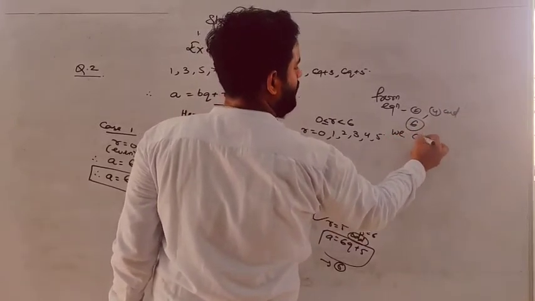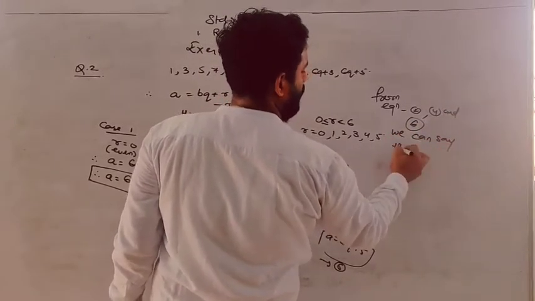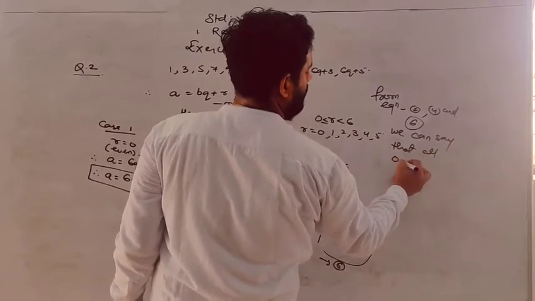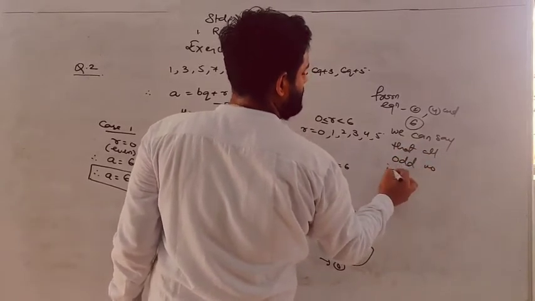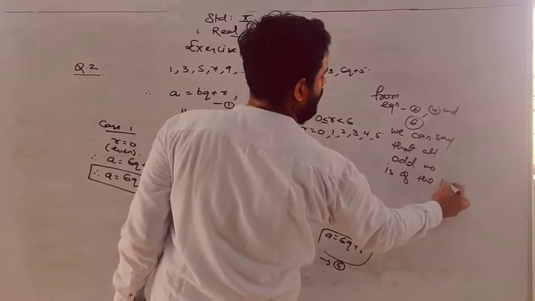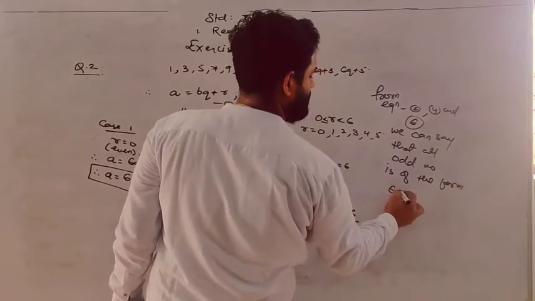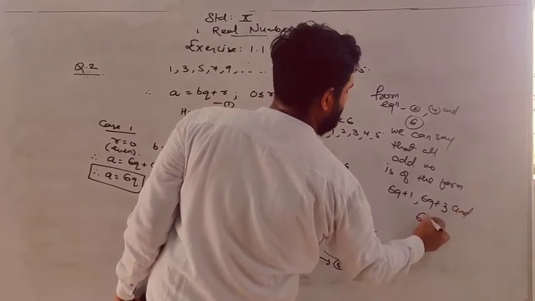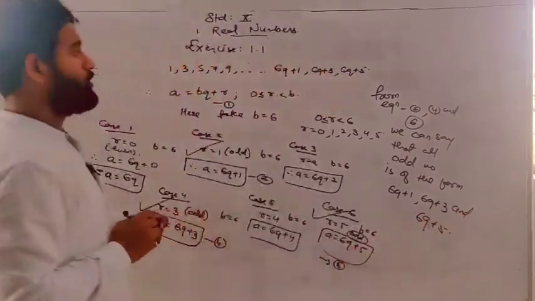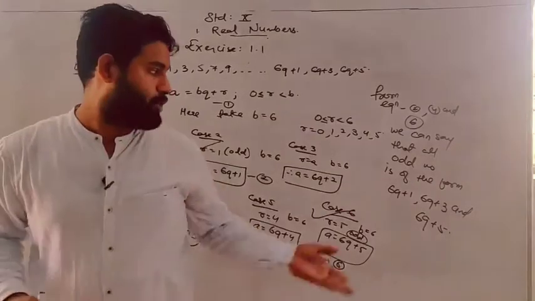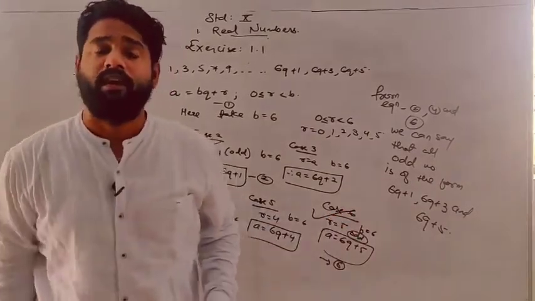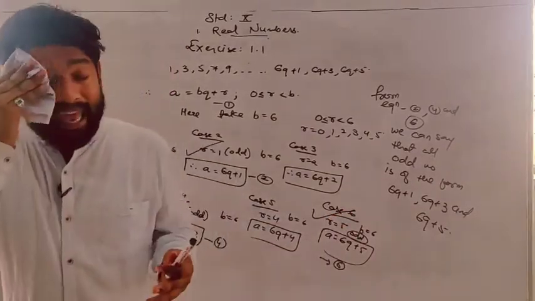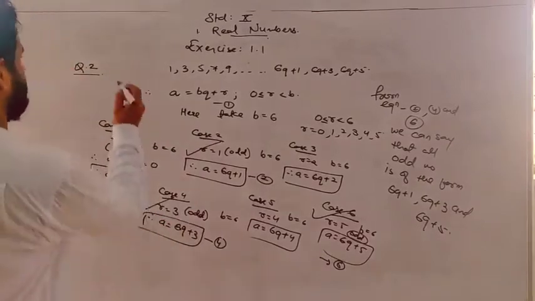We can say that all odd numbers are of the form 6q plus 1, 6q plus 3 and 6q plus 5. Right? So every odd number can be represented as 6q plus 1, 6q plus 3, 6q plus 5. If I explain in detail, suppose 13.